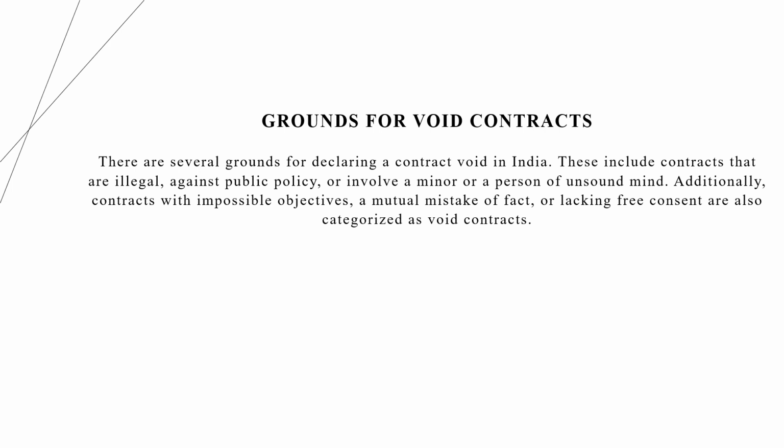Illegality, against public policy, involvement of a minor, unsound mind, impossibility, and lack of free consent. These were some of the grounds for void contracts. Recognizing these grounds for void contracts is crucial to ensure the legality and enforceability of contractual agreements in India and to protect the rights and interests of all parties involved.